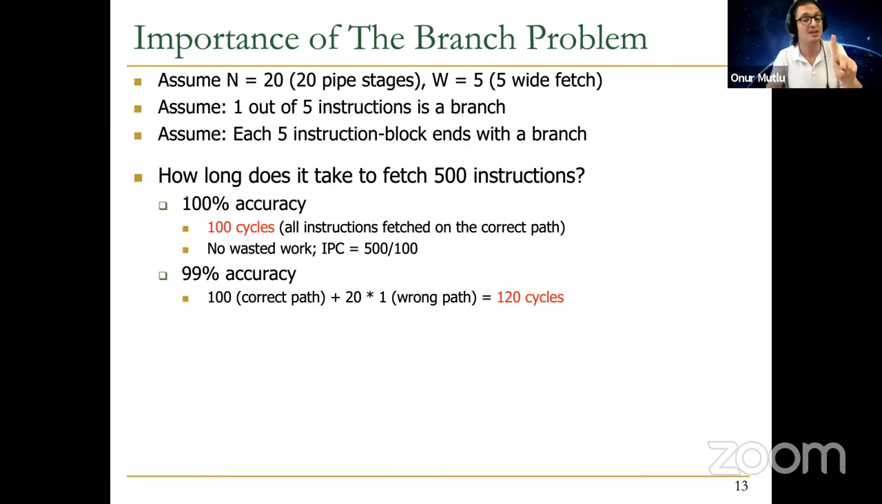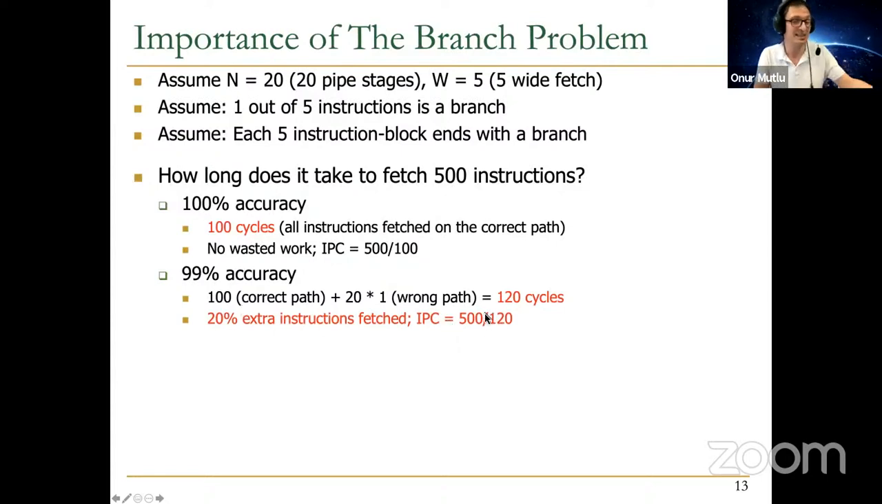I have one branch mispredicted. For that one mispredicted branch, I spend 20 cycles on the wrong path. So basically, I waste those 20 cycles. So my program now takes 120 cycles to fetch. That's the calculation. Hopefully that's clear, because only one branch is mispredicted. So you fetch 20% extra instructions in this case, because 20 cycles you're spending on the wrong path, 100 cycles you're spending on the correct path. So your fetch IPC, at least, becomes 500 divided by 120.